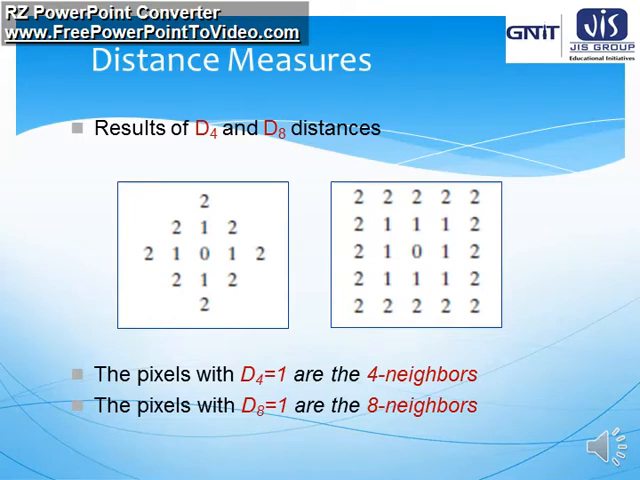Now here we can see the results of D4 and D8 distance. The pixels with D4 equal to 1 are the 4 neighbors. Pixels with D8 equal to 1 are the 8 neighbors. If we consider the center pixel 0, all the pixels, 2 vertical and 2 horizontal with 4 diagonal, are known as 8 neighbors, whereas in the first image we can see there are 2 vertical and 2 horizontal, so they give you the D4 neighbor distance results.